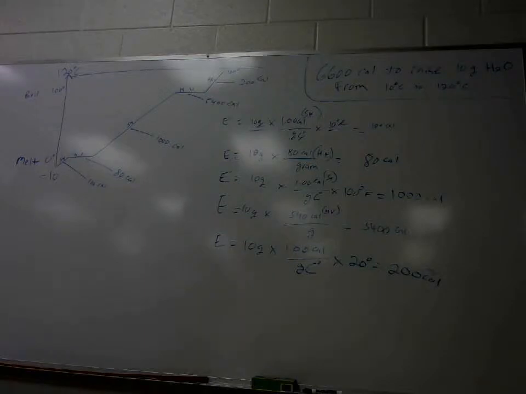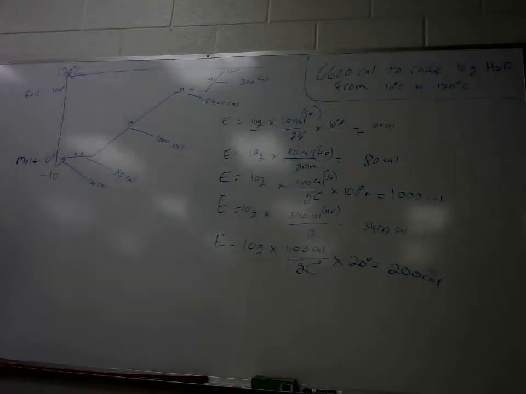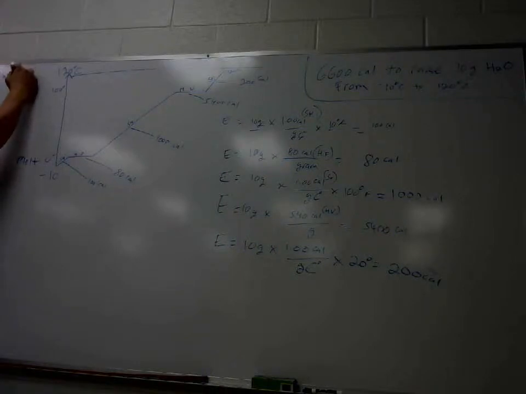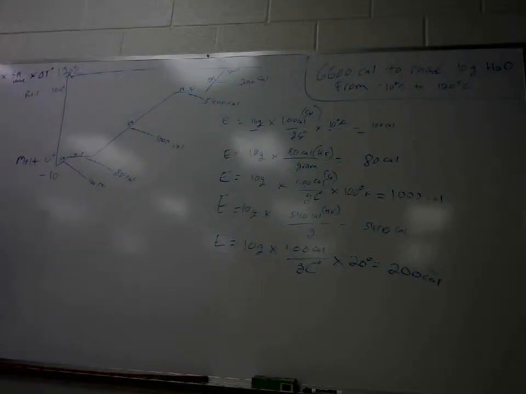How to perform a heat equation problem that covers a substance also going through a change of state of matter. Because we know from our heat equation, which is heat or energy or calories or joules, all the same thing, equals mass of the object or the substance times the specific heat value times delta T, which is a fancy way of saying temperature change.